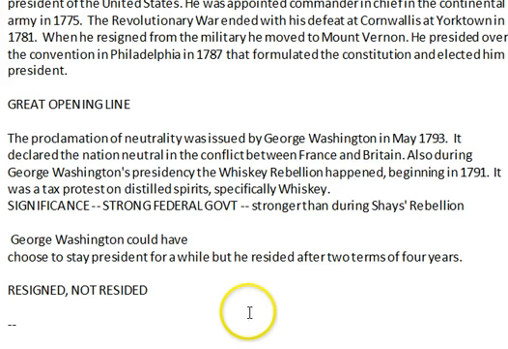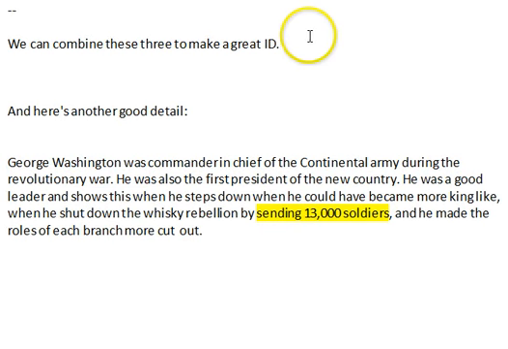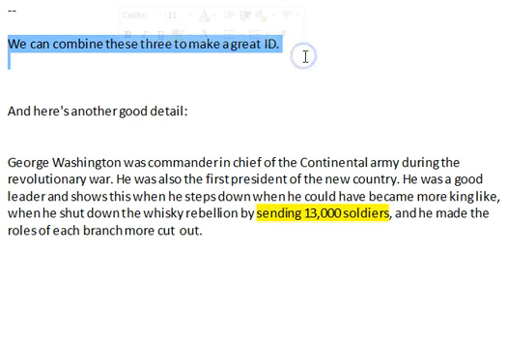So again, pretty good, but you want to go further and explain in more detail some of the related terms. Don't just mention them, but say what the Proclamation of Neutrality was, why it was controversial, and explain the significance of the Whiskey Rebellion. So if you took those 3 IDs we just looked at and put them together, you could combine those and make one great ID. And this ID is really short, but it does have a good detail that we could add in.